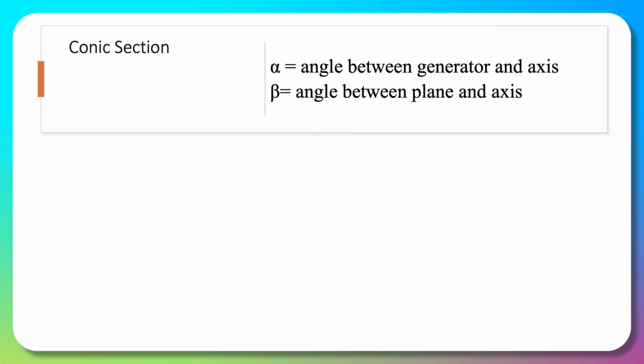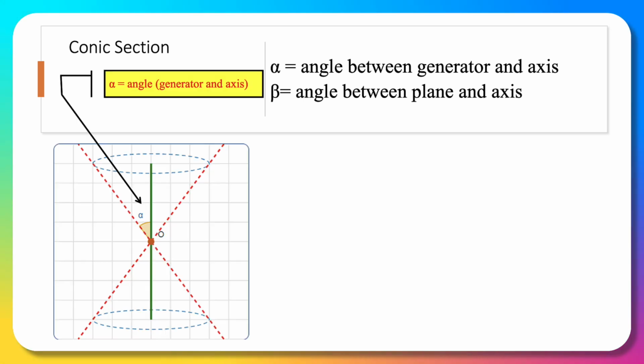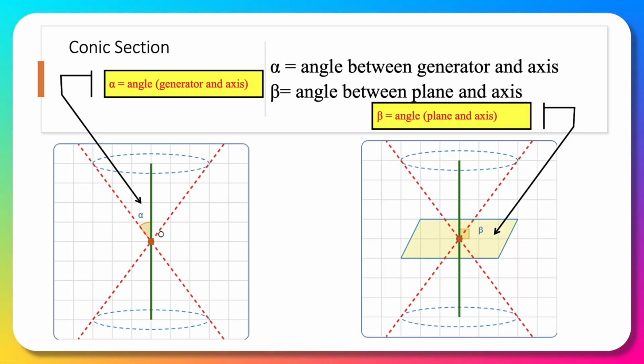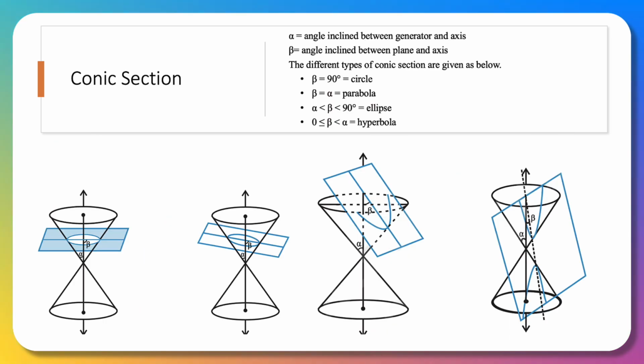The conic section can also be defined based on the angles with the cutting plane. Let's say alpha is the angle between the generator and axis. Similarly, beta is the angle between the plane and axis. Then the standard so-called non-degenerate conics can be defined based on alpha and beta. If beta equals 90 degrees, then the conic section is a circle. If beta and alpha are equal, then it is a parabola. And if beta is greater than alpha and less than 90 degrees, then it is an ellipse. And if alpha is greater than beta, then it is a hyperbola.